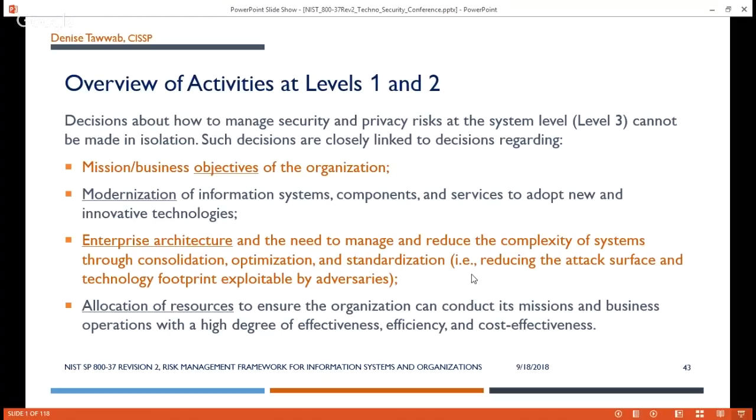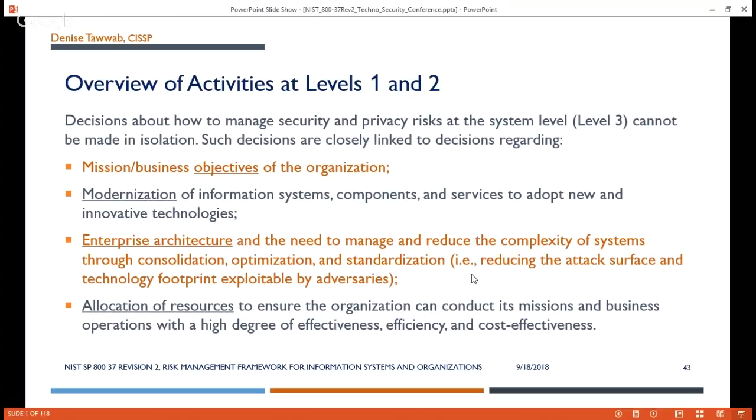The decisions cannot be made in isolation. Such decisions are closely linked to decisions regarding the business objectives of the organization. What are you trying to do? Because keep in mind, your systems are only there to enable the business. Modernization of information systems, components, and services to adopt new and innovative technologies.